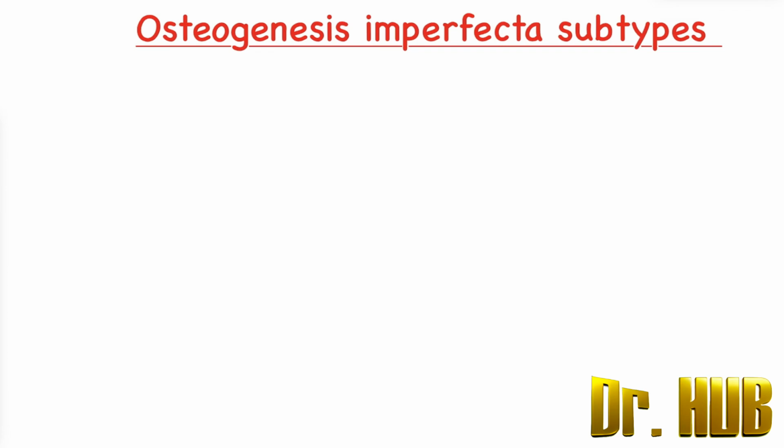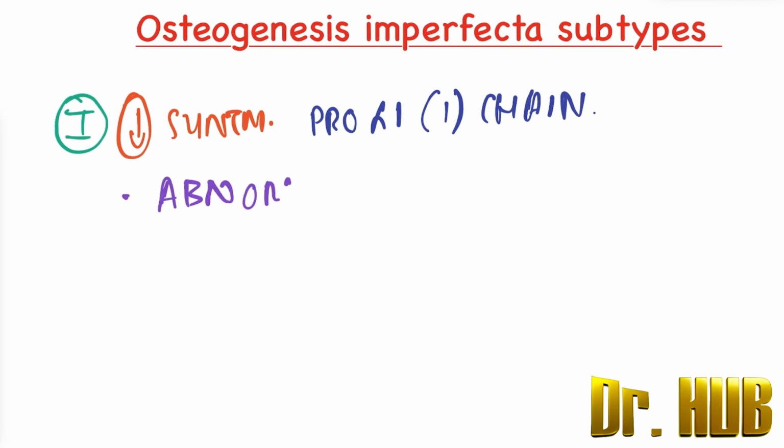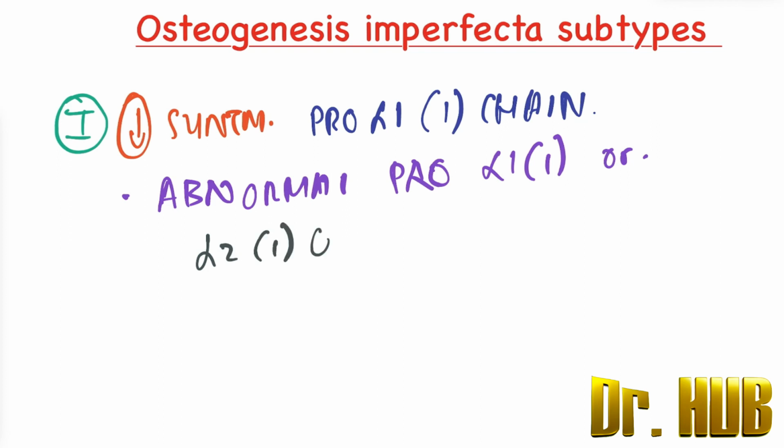Today we'll look at osteogenesis imperfecta and its subtypes. First is subtype 1. Under subtype 1 there is a decrease in the synthesis of the pro alpha 1 chain, and there is also abnormal pro alpha 1 or alpha 2 chains.